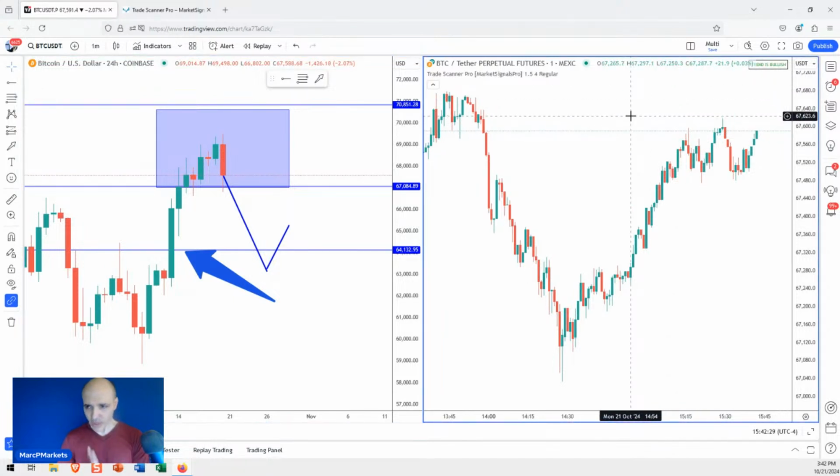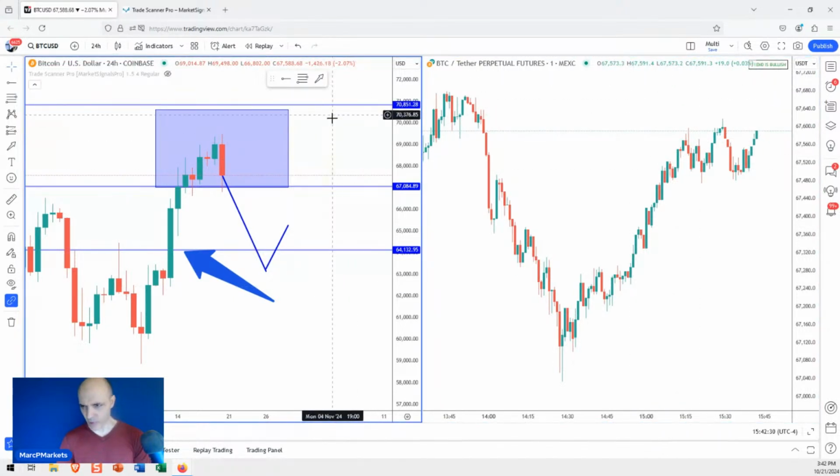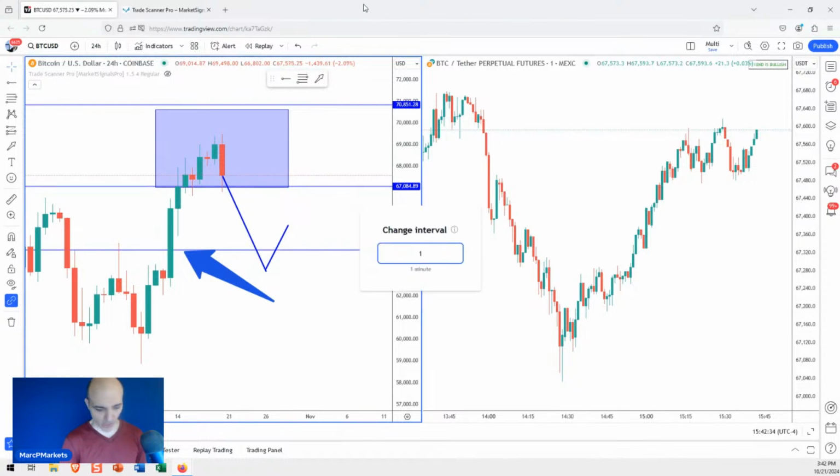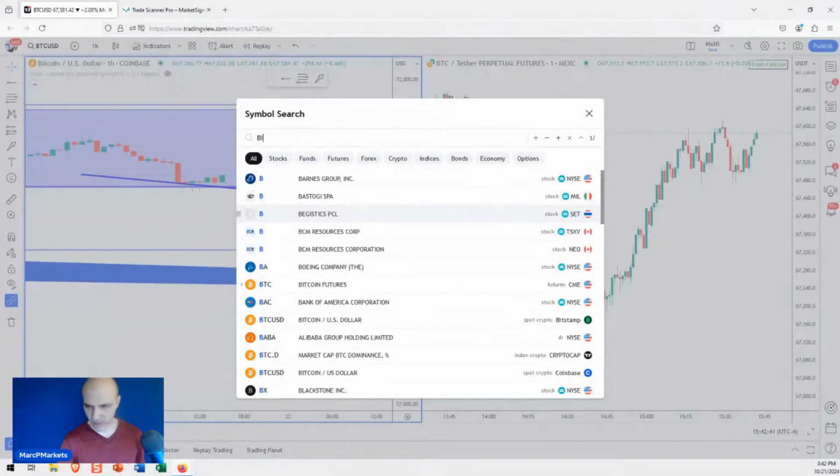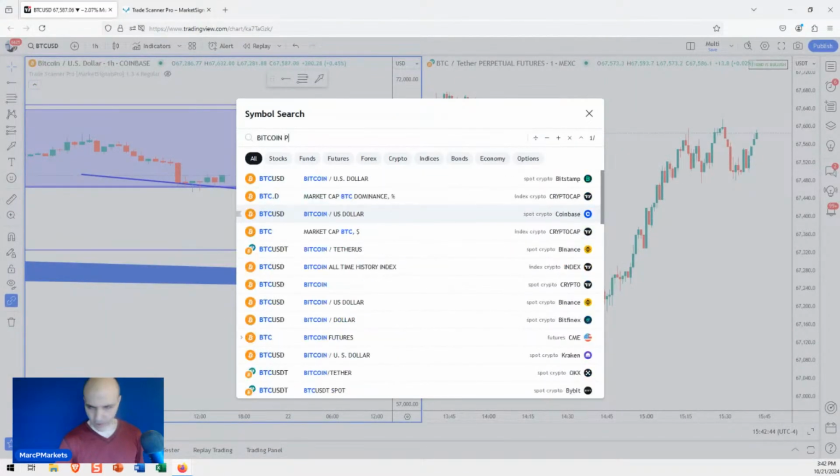All right, so TradeScanner Pro. First, what I'm going to do here is change this. As you guys know, I do this every week, right? We're going to change this to a 1-hour chart. And I'm also going to change this market to Bitcoin perp.